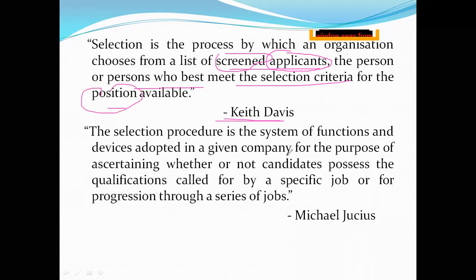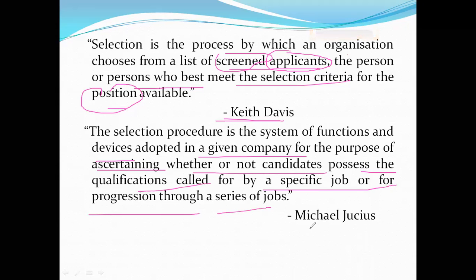The selection procedure is the system of functions and devices adopted in a given company for the purpose of ascertaining whether or not candidates possess the qualifications called for by a specific job or for progression through a series of jobs. This definition is given by Michael Jucius.